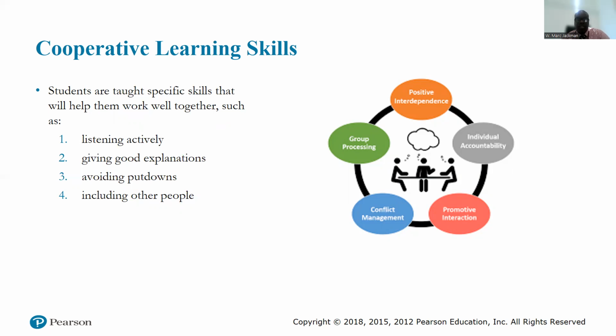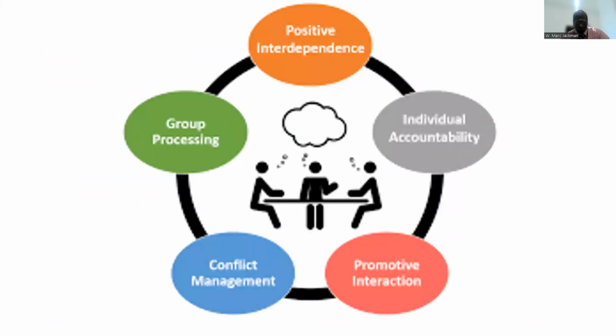So if you look at the diagram that we have to this side, we put the spotlight on this diagram. Positive interdependence, that they're depending on each other. Individual accountability, each person is accountable for himself as well as other members of the group. Interaction must always be promoted. Conflict management must be dealt with. Any conflict in the group must be properly managed. And the group processes must be observed, so that time management and goal setting, etc., are achieved.